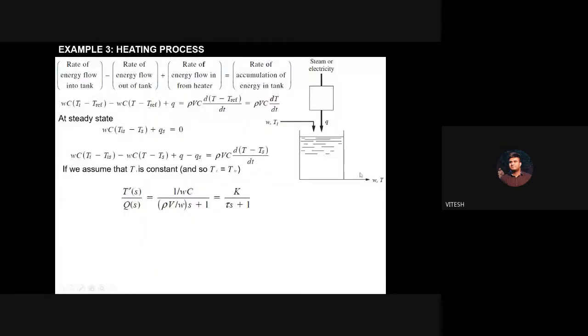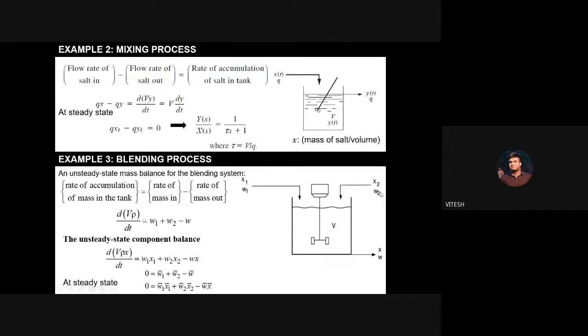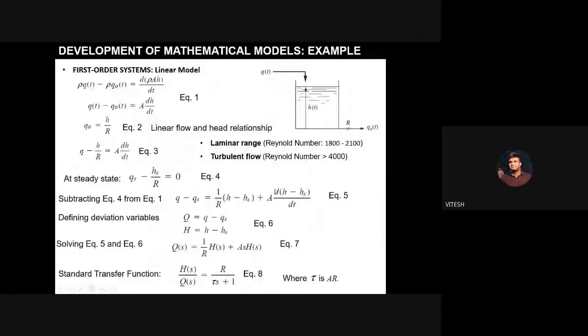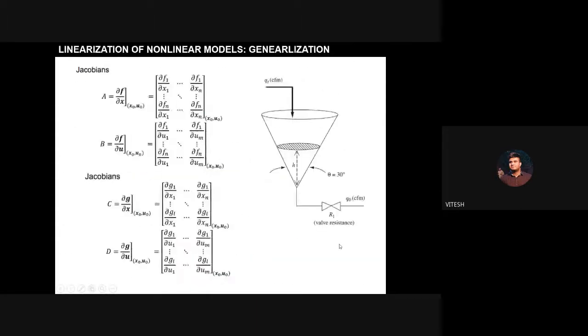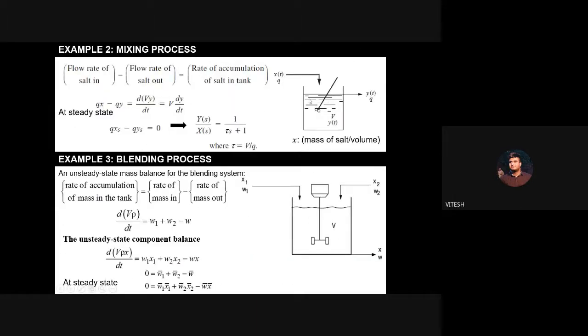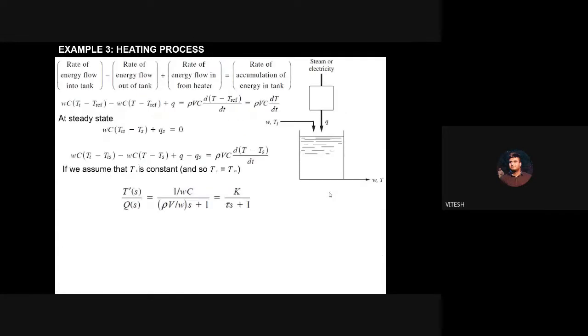So basically this is the heating process. In this case we have to find out the transfer function. And all this we have seen in the example of the first order system. This is the first order system, right? So it may be asked in the examination or the quiz whether the tank system, blending system or single mixing process system in the tank is of which nature, meaning what kind of transfer function it will have. So you have to say this is the first order system.